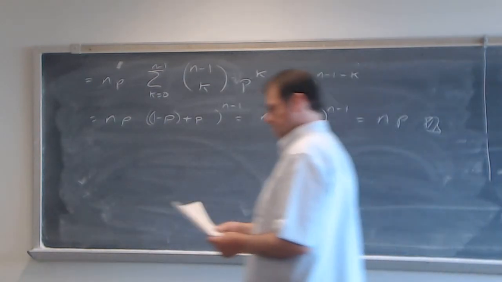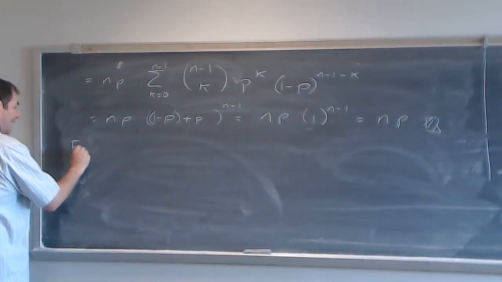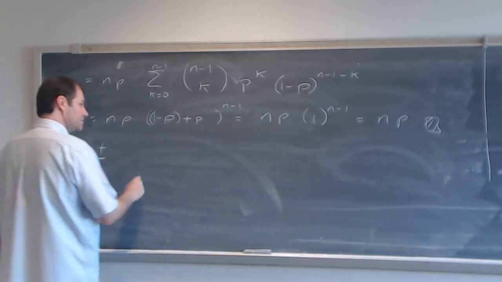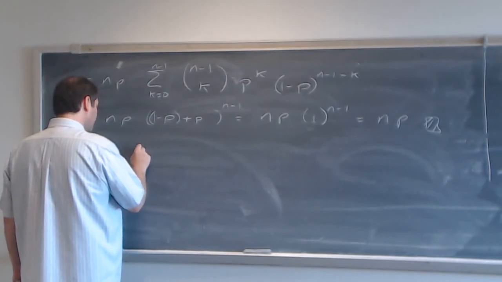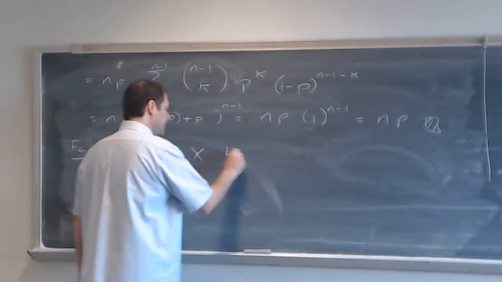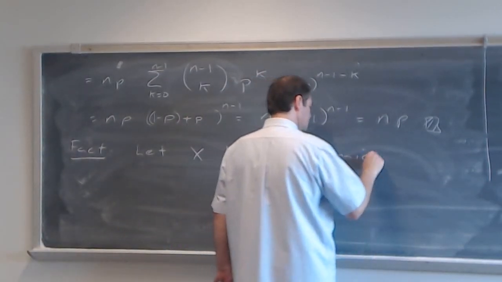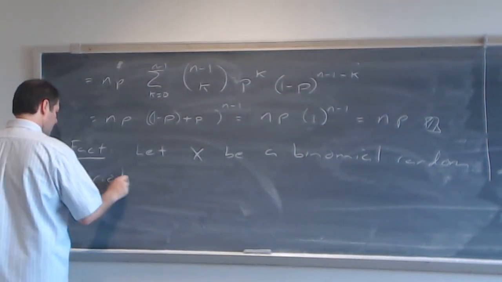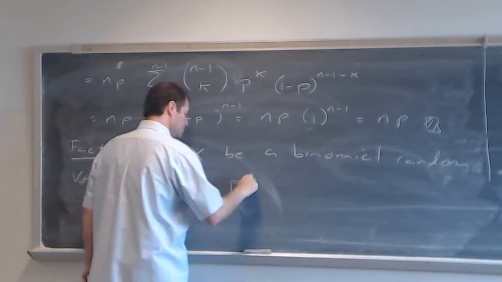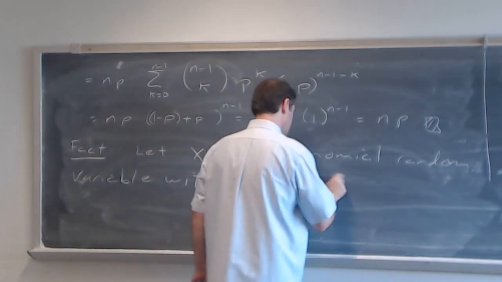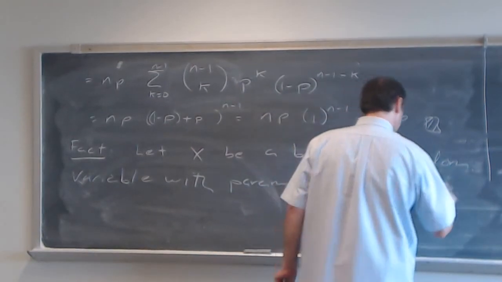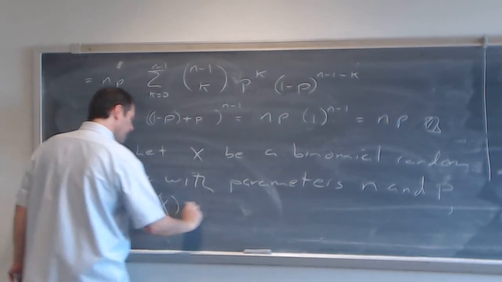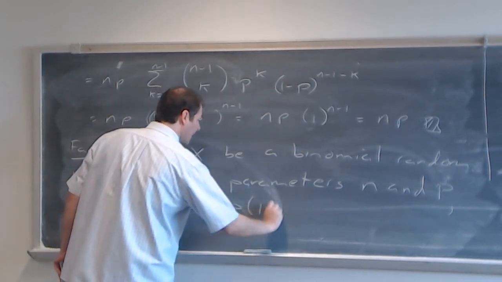Now, as a fact, we're going to look at a binomial and what its variance is. As a fact, if we let x be a binomial random variable with parameters n and p, then the variance of x is equal to n times p times 1 minus p.